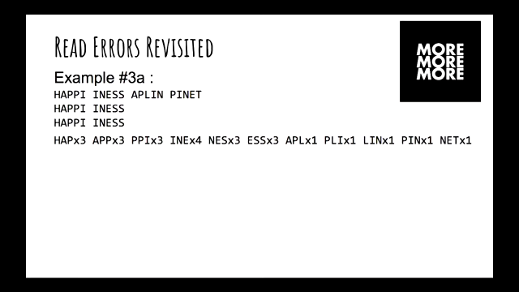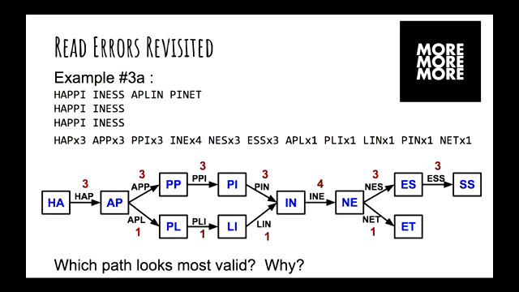Here we have the same reads, except that the correct ones this time, the happy and the innes, are repeated more times than the error. So we have 3 copies of the correct reads and only 1 copy of the incorrect reads. And so when we create our k equals 3 k-mers, we annotate how many times each one of them appears. Then we build our graph from that, and we get this.